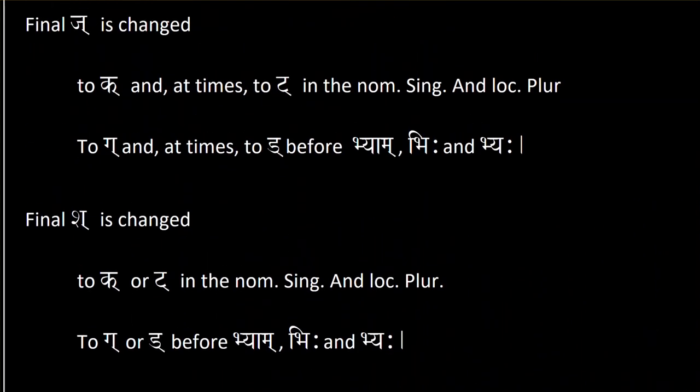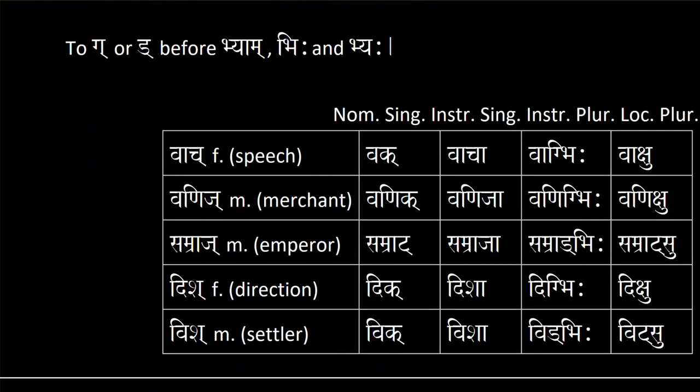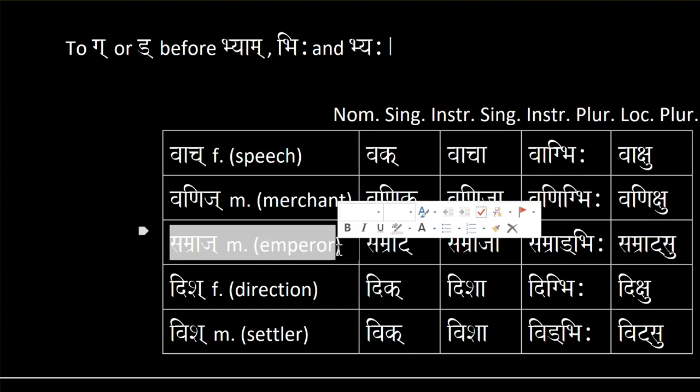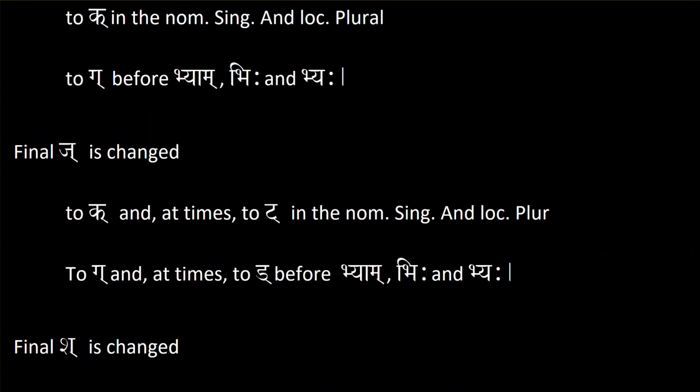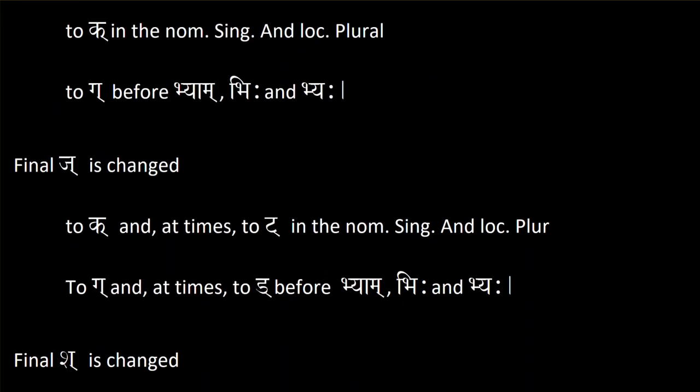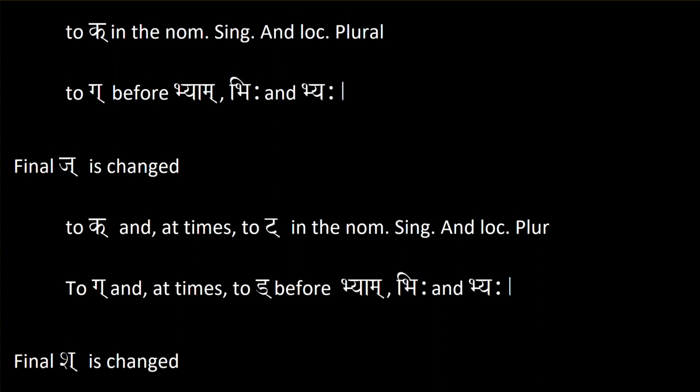And then for the final ja changing to ta, we have another example, samraj, which means emperor in Sanskrit. Notice how the ja is changing to ta in samrat for the nominative singular. And then it changes to da at times. The ja changes to da before bhyam, bhis, and bhyas.